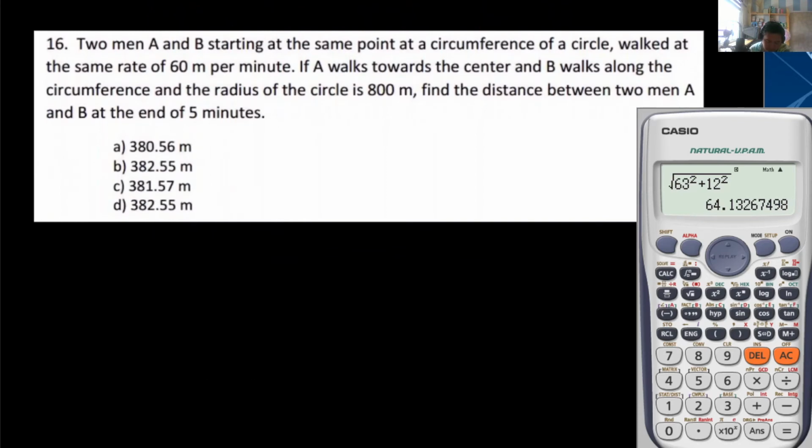So two men, A and B, starting at the same point at a circumference of a circle, walk at the same rate of 60 meters per minute. If A walks towards the center and B walks along the circumference and the radius of the circle is 800 meters, find the distance between the two men, A and B, at the end of 5 minutes. Okay? So we have here given T equals 5 minutes. Okay? So we will draw first the circle.